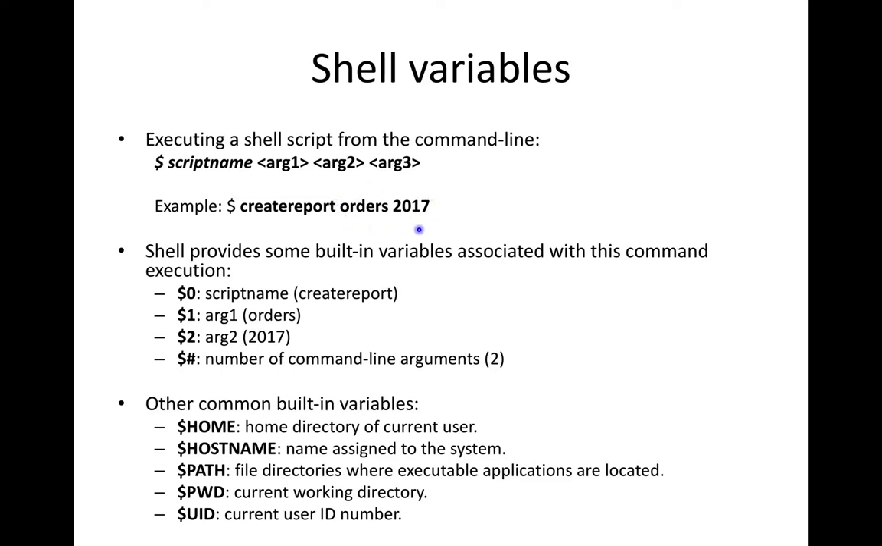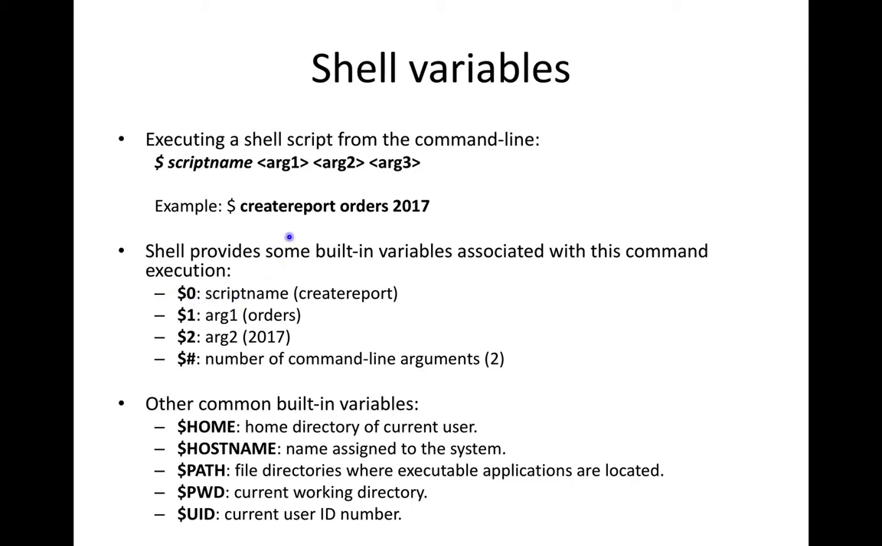Well, how do we reference these arguments within our script? The cool thing is that the shell interpreter automatically creates these built-in variables and associates those variables with the argument values that we provided to the script. In this case, the shell interpreter creates a series of numbered variable names, starting with $0.